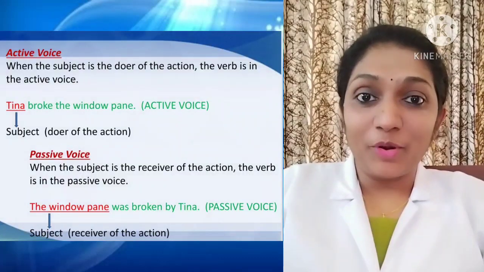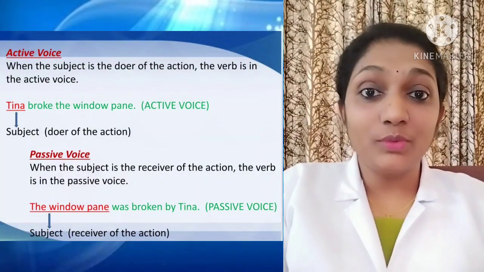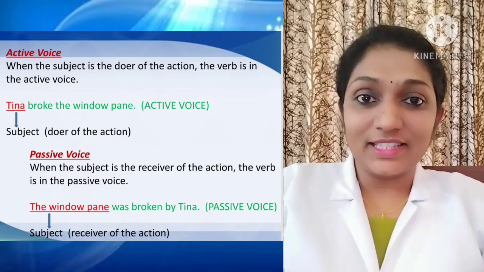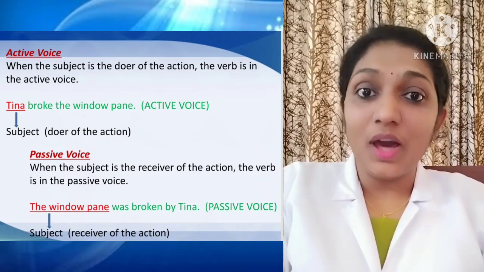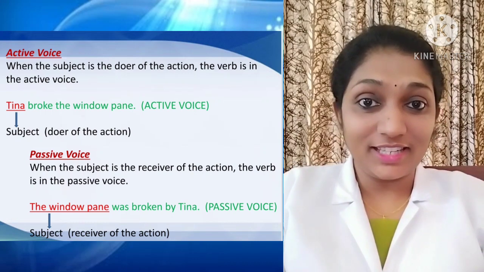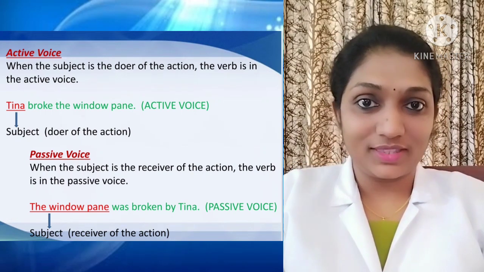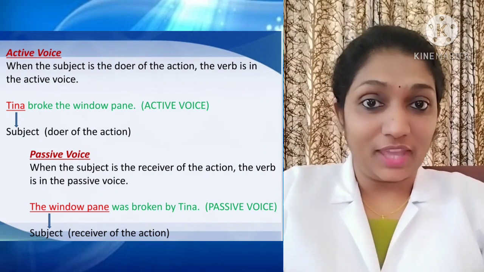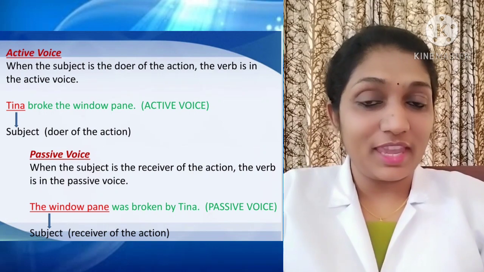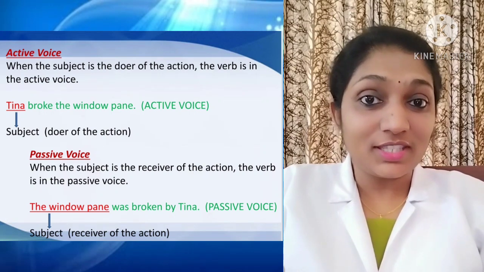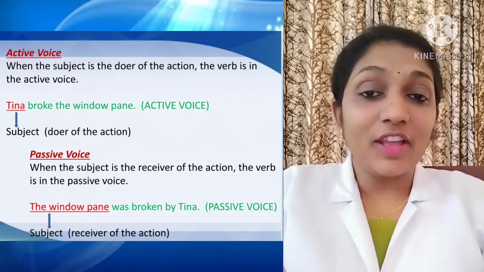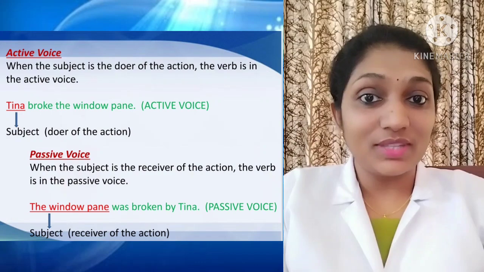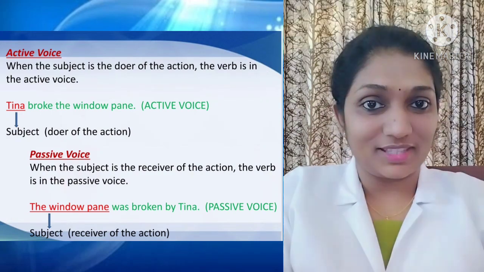Now, let us study about active and passive voice. Let us find out the difference between active and passive voice. In a sentence, when the subject is the doer of the action, then that sentence is said to be in active voice. When in a sentence, the subject is the receiver of the action, then that sentence is said to be in passive voice. So dear students, just remember this. In a sentence, when the subject is a doer of the action, it is active. When the subject is a receiver of the action, it is passive.